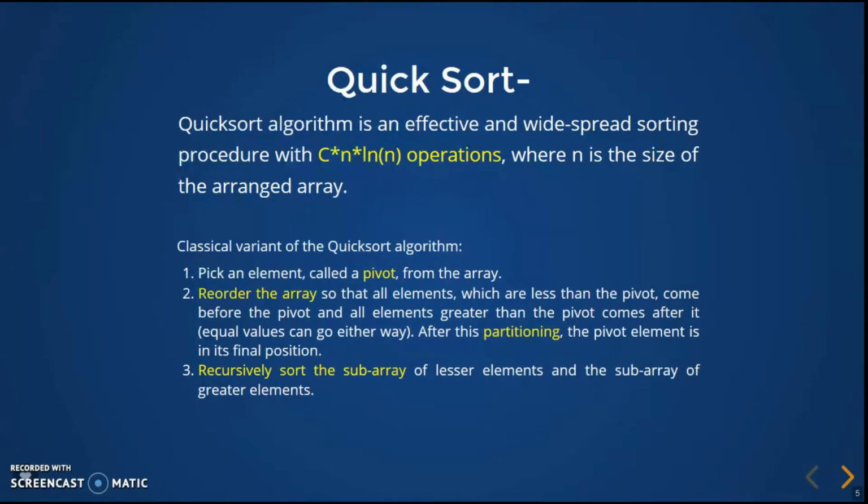The classical variant of the QuickSort algorithm is as follows. We pick an element called a pivot from the array, and reorder the array so that all elements which are less than the pivot come before the pivot and all elements greater than the pivot come after it. Equal values can go either way. After this partitioning, the pivot element is in its final position. Recursively sort the sub-array of lesser elements and the sub-array of greater elements.